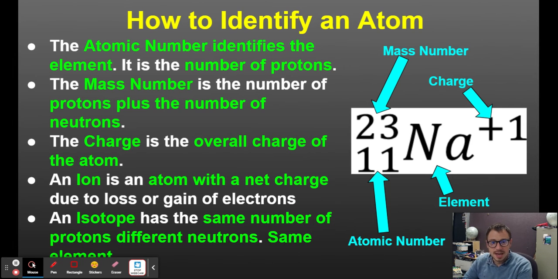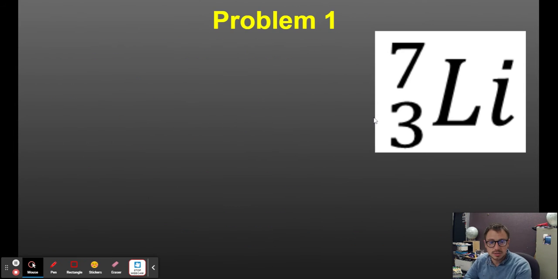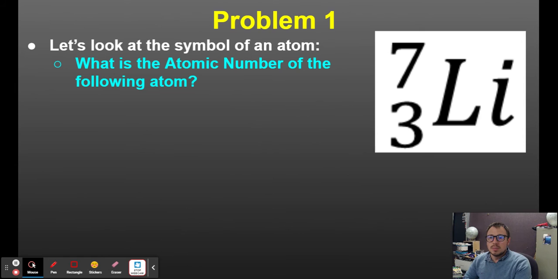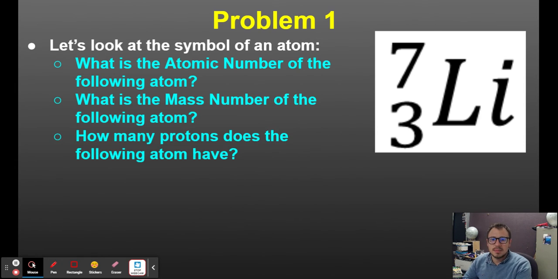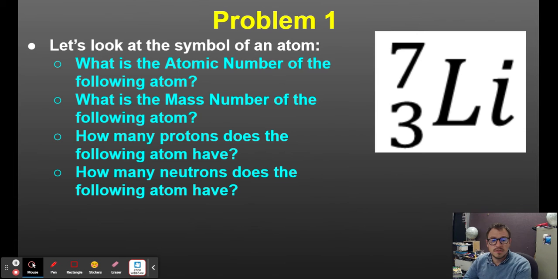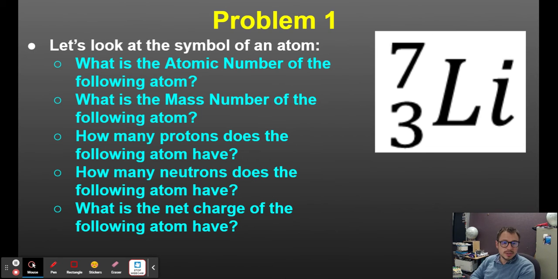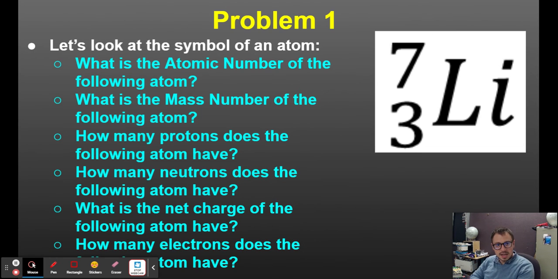And an isotope has the same number of protons, different number of neutrons. It would be the same element. So it would have the same number of protons, but the mass number would be different because it would have different neutrons. So a problem that you'd expect to see: the atomic number, well, this is going to be 3, and the mass number would be 7. Well, I know that the number of protons will be the atomic number. That is 3, and it's going to have 4 neutrons because the mass number is 7 minus 3, and what's left over is 4 neutrons. The net charge is going to be 0, so that means I'm going to have the same number of electrons as protons. I have 3 protons, so that means I have 3 electrons.